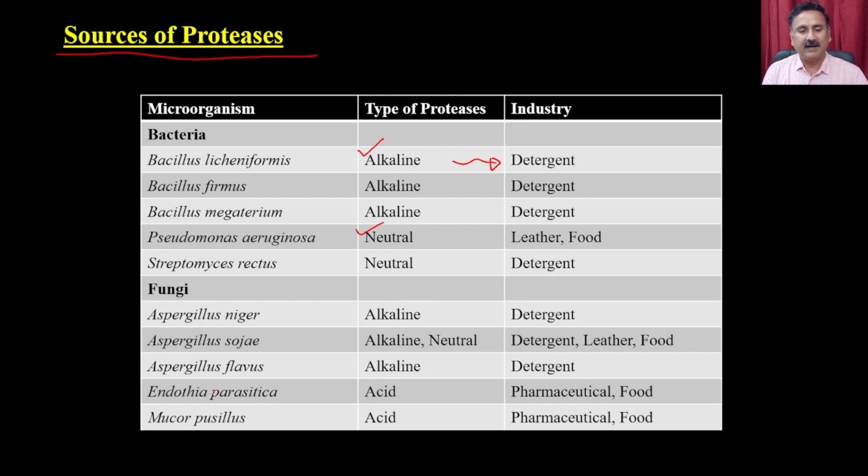Then we can also have proteases from fungal sources. You can have Aspergillus, you can have Endothia, and you can have Mucor, and they also give you acid proteases or alkaline proteases, and they also have a role in the detergent industry, leather industry, pharmaceutical and food industry, and so on.